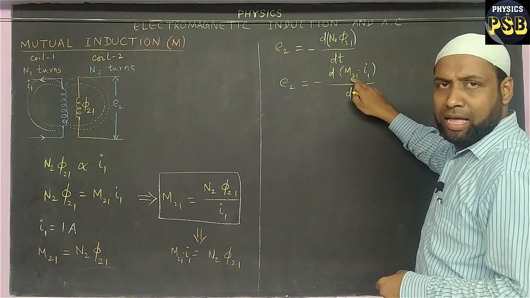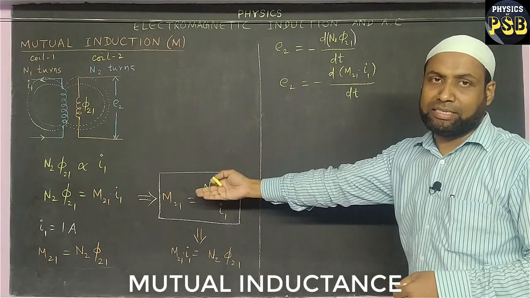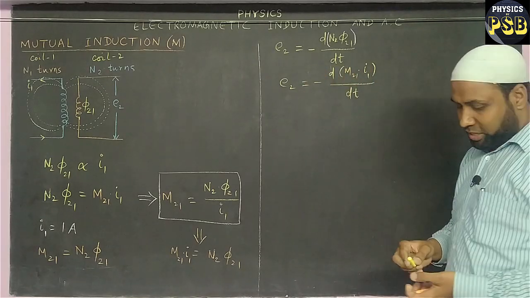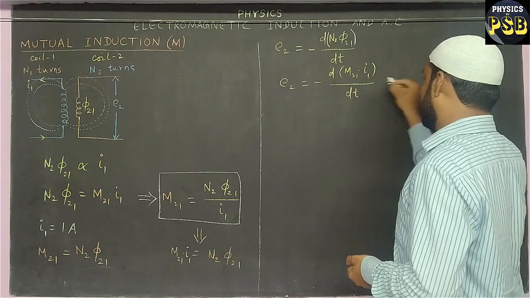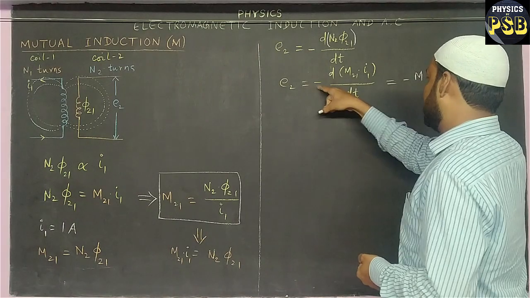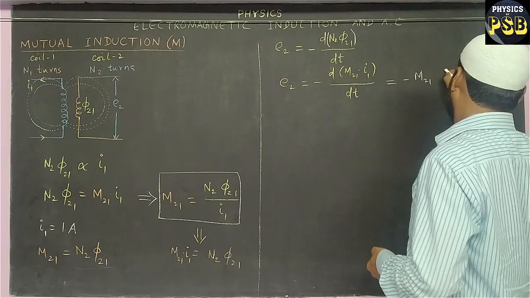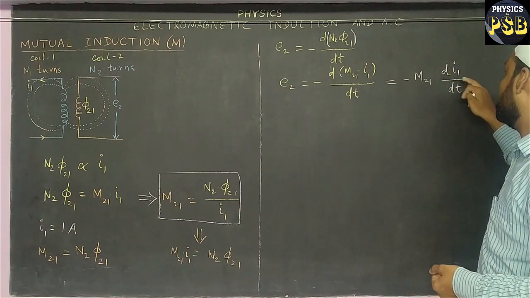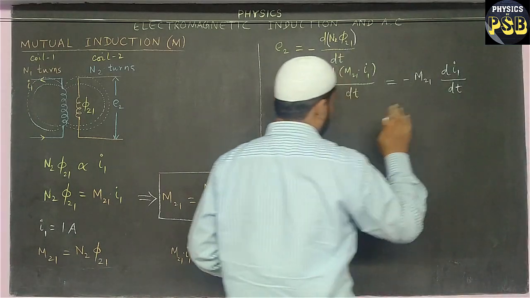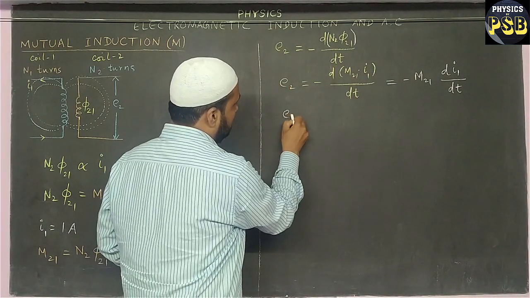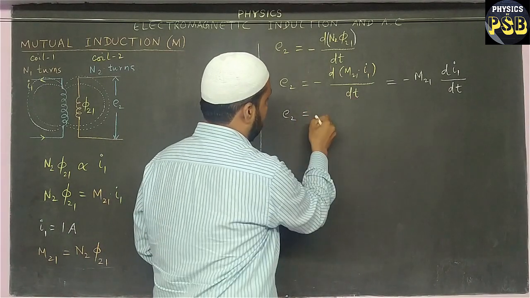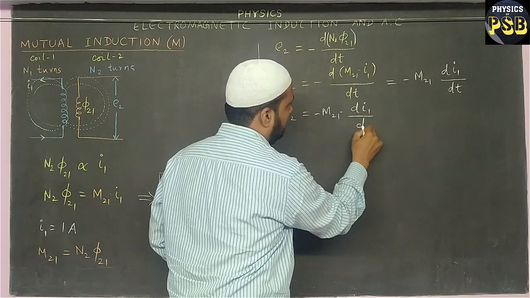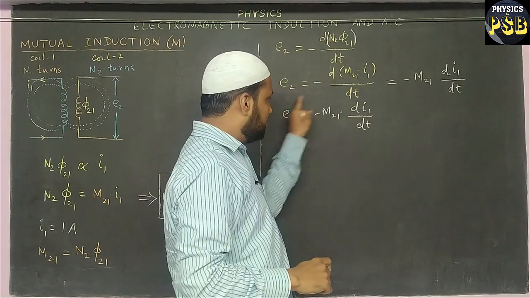Here M21 is a proportionality constant, as I said earlier. So I am going to bring this outside, as it cannot be differentiated. So I write this equation this way: minus d, then M21 taken out, and dI1 divided by dt. This means rate of change of current, in simple words. So E2 is obtained to be equal to minus M21 dI1 upon dt.